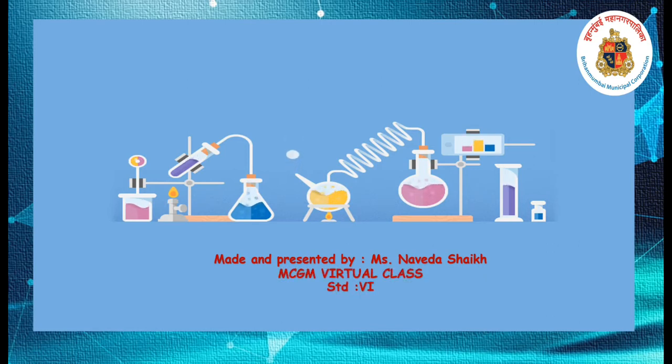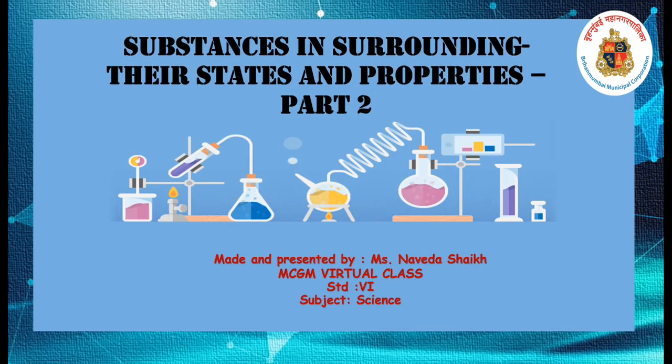Today's class is for standard 6 science, and the topic we'll be continuing is substances in surroundings, their states and properties, part 2. In our previous class, we already learned what substances are, the different states of matter known to us, and a few properties like melting, boiling, and sublimation. In today's class, we'll be learning something new and interesting about the properties. So let's get started.